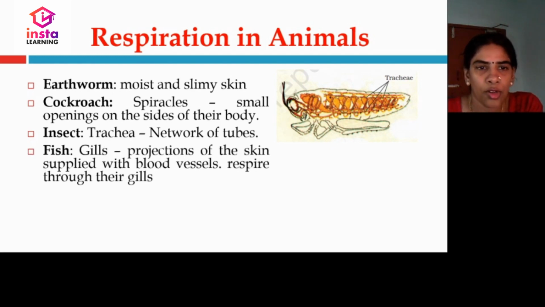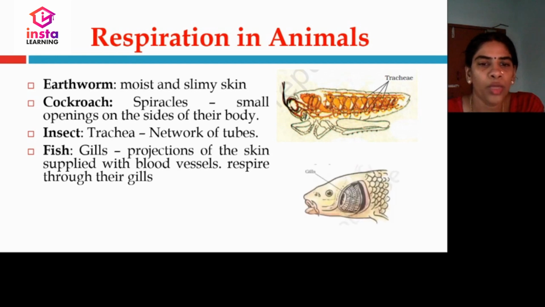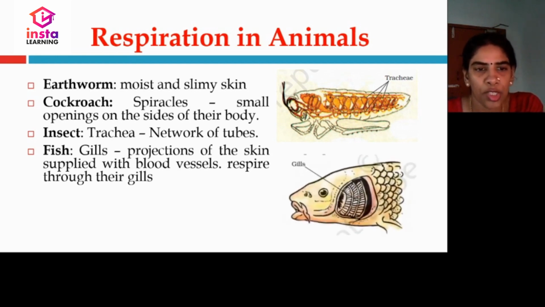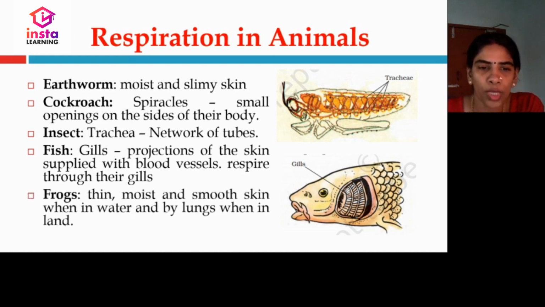In fishes, respiration takes place by gills. Gills are projections of the skin supplied with blood vessels. Respiration takes place through gills. In cockroaches, we call the openings spiracles, which are small openings. But in most insects, tracheae are found as a network of tubes for respiration. In frogs, thin, moist and smooth skin helps respiration when in water, and lungs when on land. Frogs respire through lungs when on land.